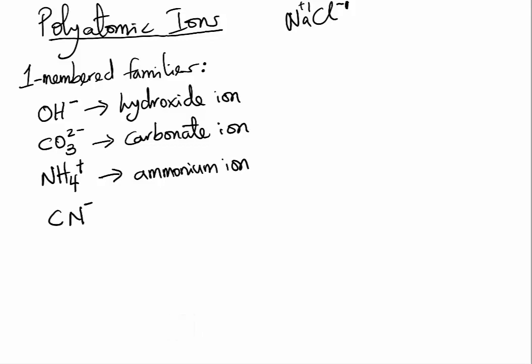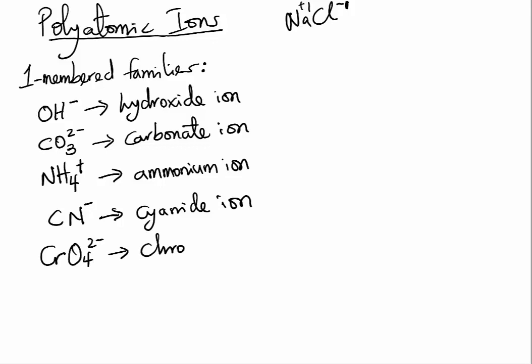CN with a charge of -1. Again, remember the negative charge is on both of them. In polyatomic ions, the charges are not only on just one element. CN- is cyanide ion. Let us take a look at another one. CrO4 with a charge of -2. This is called chromate ion.